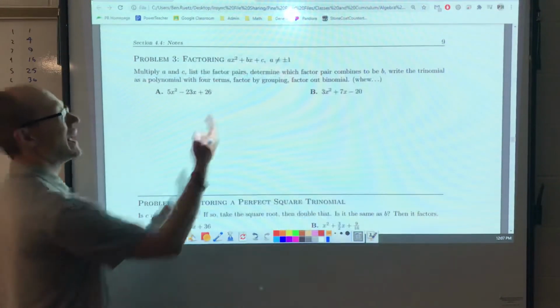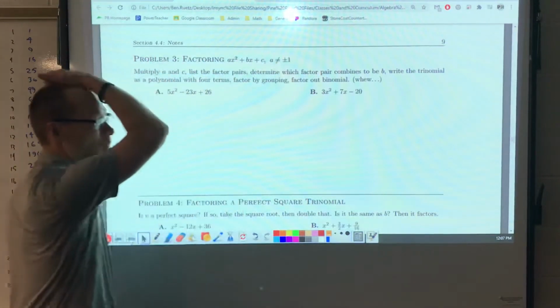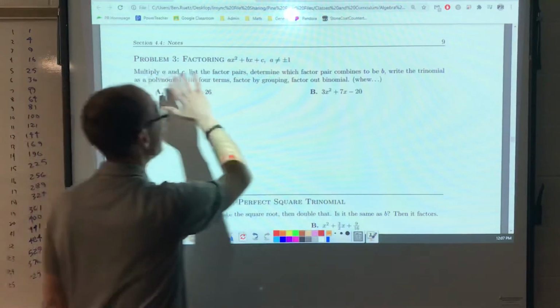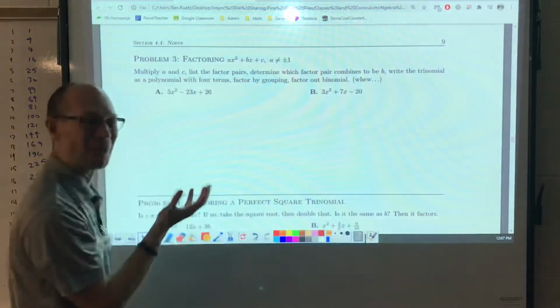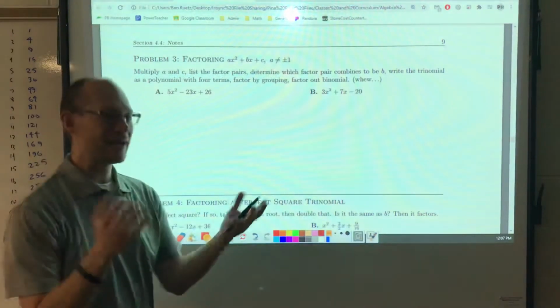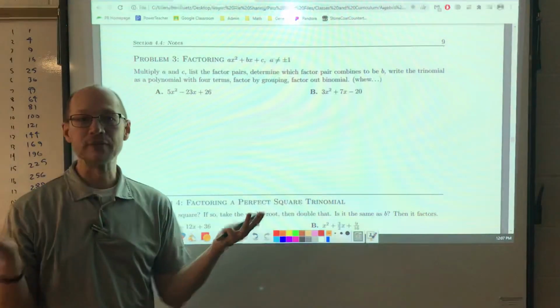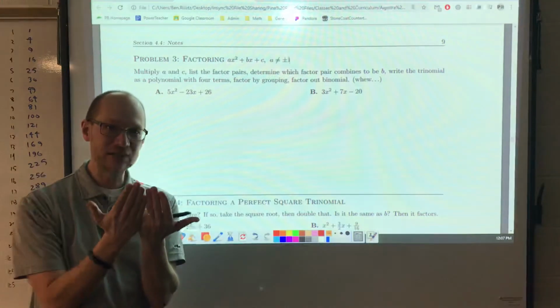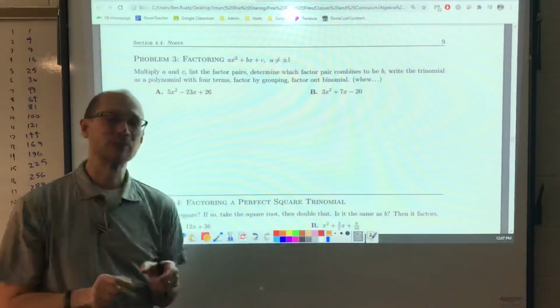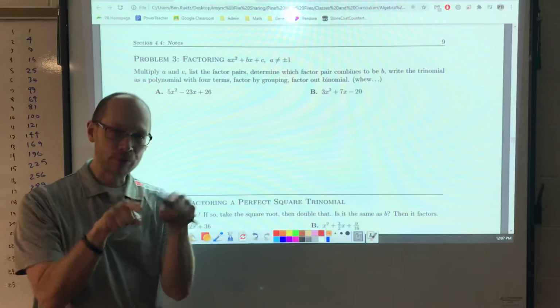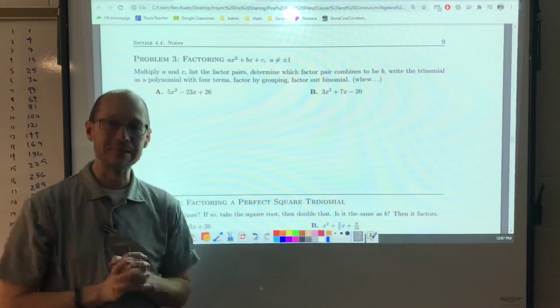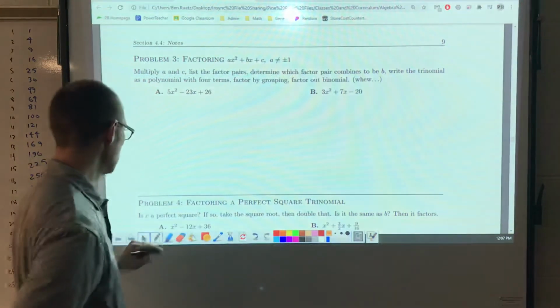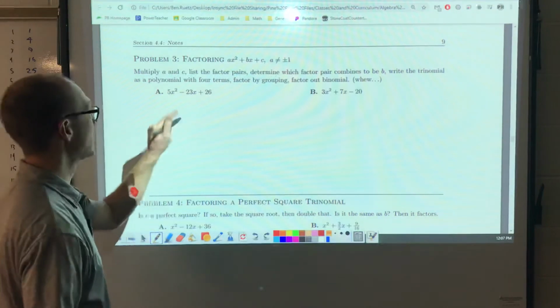What if the a is not equal to 1? This is a more difficult process, and it's called the AC method. We're going to multiply A and C together and then list all the factor pairs of that and see which of those factor pairs combines to be the B, all right? So let's see if we can figure this out.